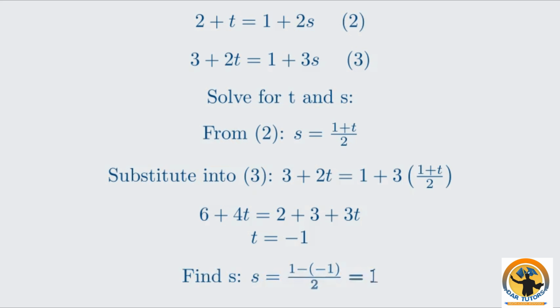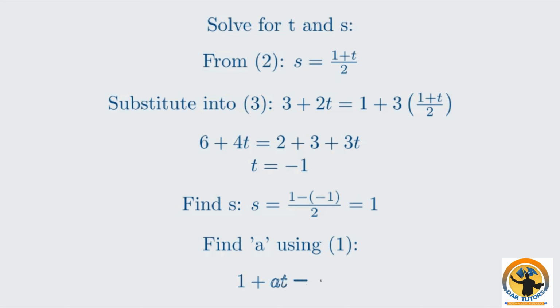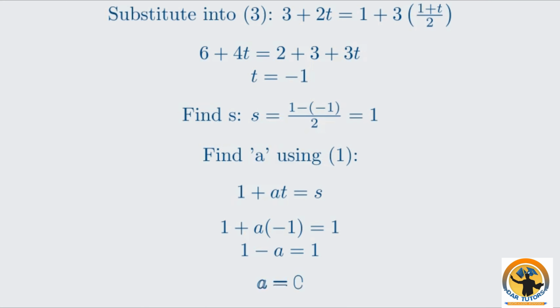Then s equals 1. Now we use the first equation, which contains the constant a. Substitute t equals minus 1 and s equals 0. This gives 1 plus a times minus 1 equals 0, which simplifies to 1 minus a equals 0. Therefore, a must be 1.